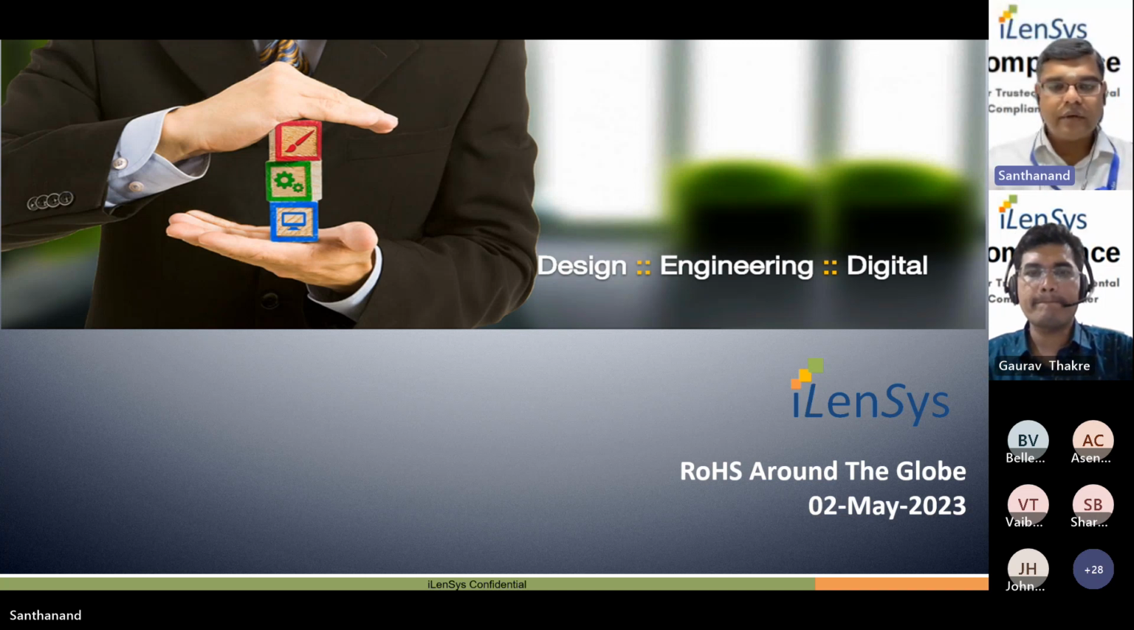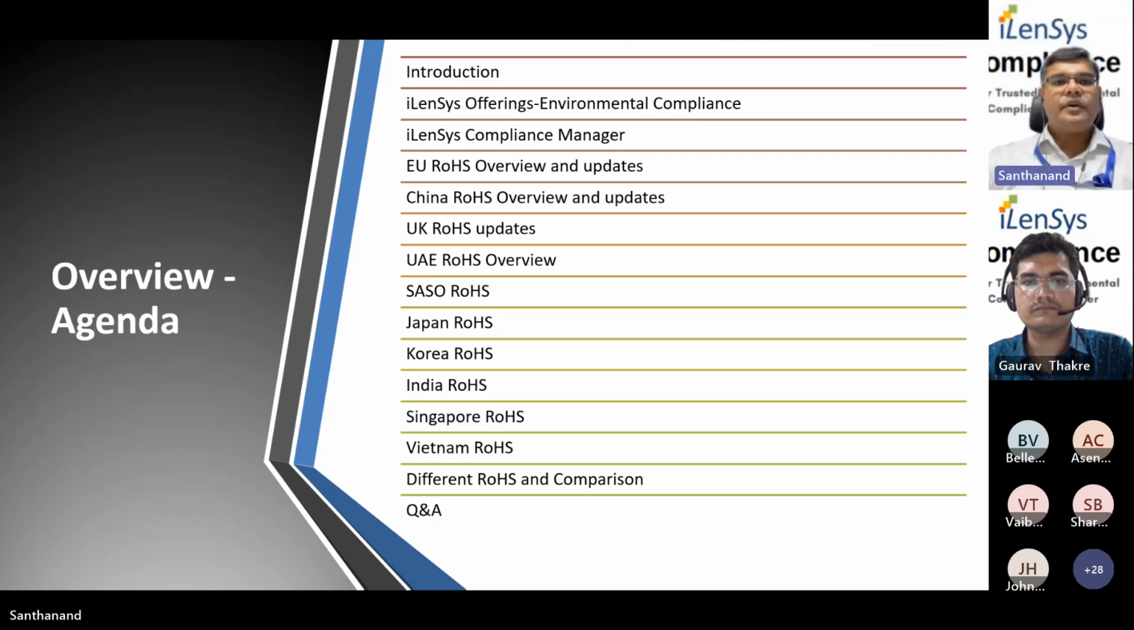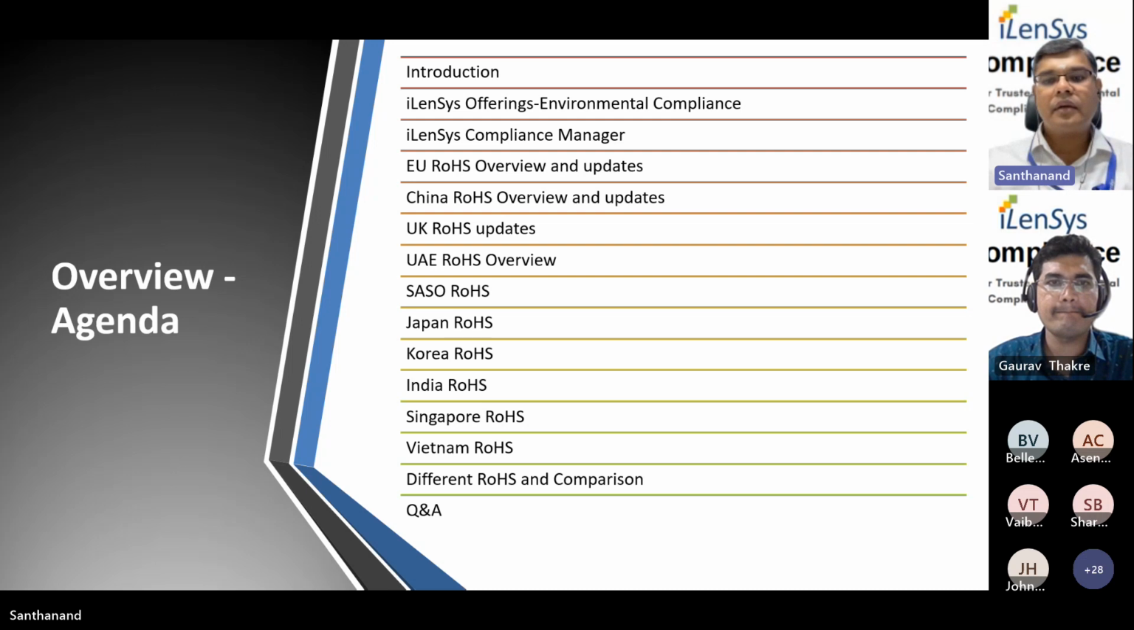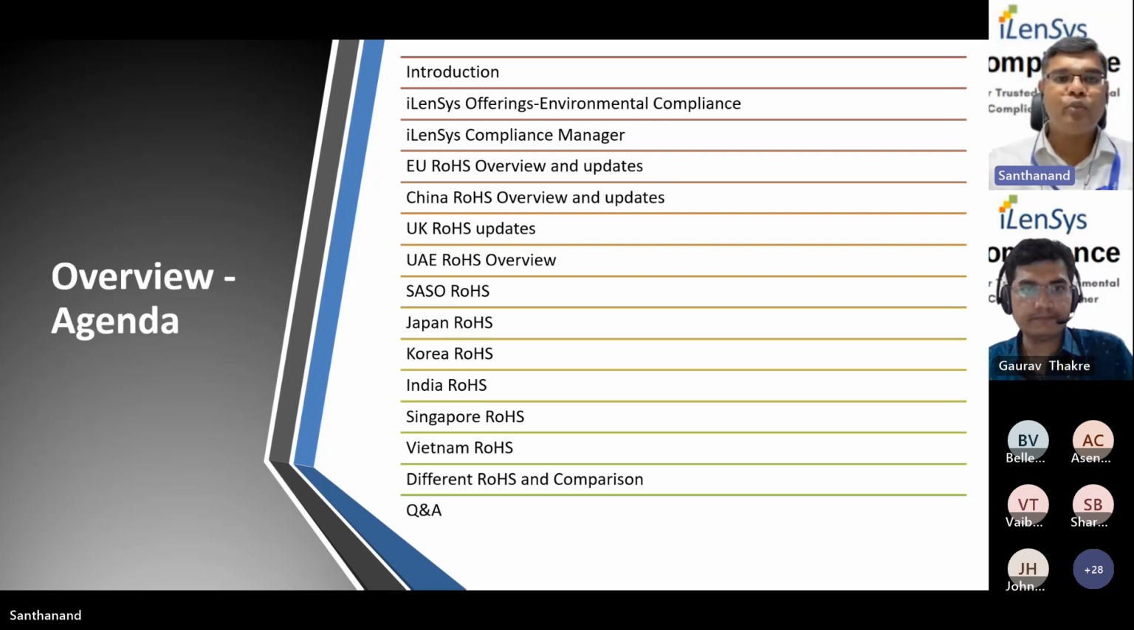Thank you. So we will start with the agenda. Today's agenda is an introduction to iLenses, what we do, what we offer, and the solutions that we have. We will then move directly into the RoHS overview, and go through each and every RoHS around the globe, for each region. At last, we will see the differences and comparison of all these different RoHS regions, what the differences are and what is the same across them.